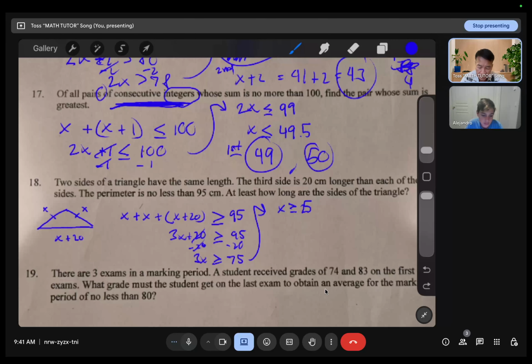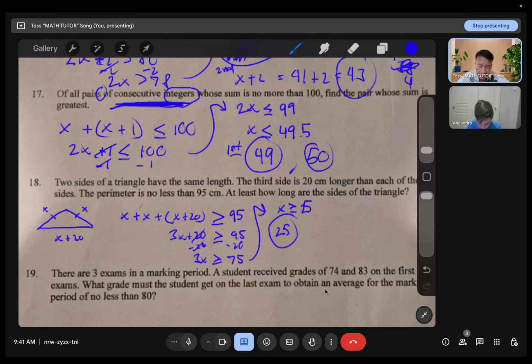Now let's interpret: at least how long are the sides of the triangle? Well, the first one immediately is 25. Now we can use it. These problems are well written. They say you can't use this one until later on, and here it is. So the first one is 25. Now you can do x.